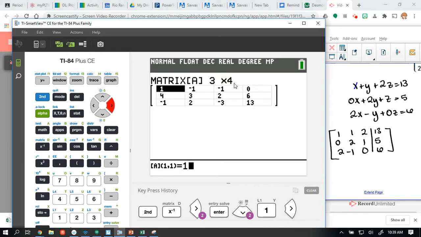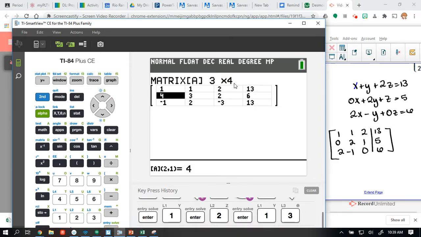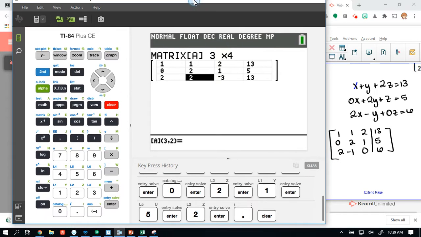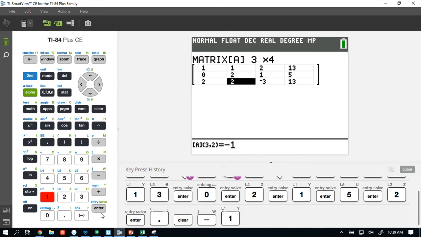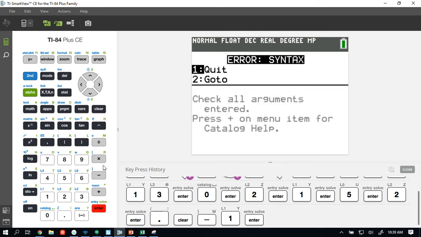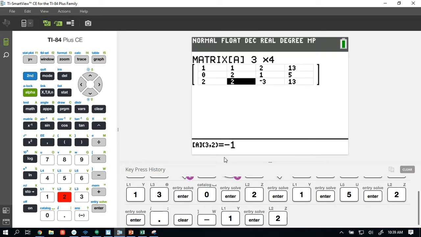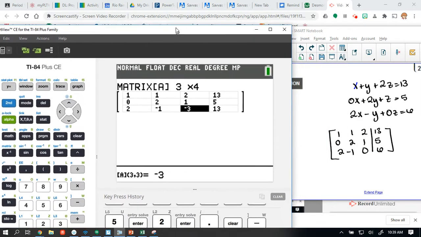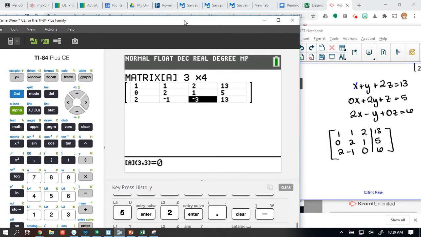So I have a 1, enter, 1, enter, 2, enter, 13. So I'm just going to fill in all my boxes, 2, 1, and 5, 2, negative, oh, I'm used to having the calculator. So again, if I put a minus 1 in here and I hit enter, it's going to give me this syntax error. I'm going to hit 2 so it goes to where the syntax error is, and it's saying that this is incorrect. And that's because this is the minus sign, this is doing the difference, and this is doing the negative. That means we're on the negative side of the line. So negative 1 and 0 and 6.